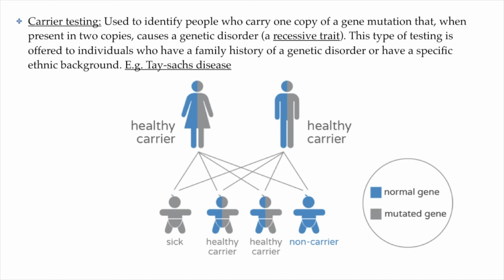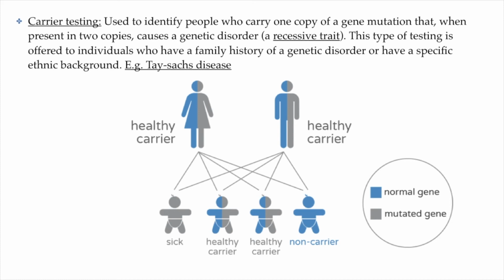So let's say you have a man and a woman and they meet and they happen to maybe be from one of these ethnic groups, or they have people in their own families who have Tay-Sachs disease. So they are concerned that they actually may be carriers. Even though they are healthy themselves, they have no disease symptoms, they could have within their genes one copy of the recessive gene for the disease.